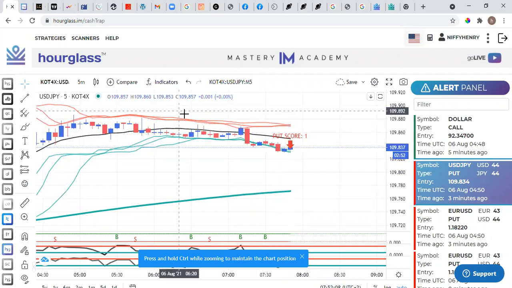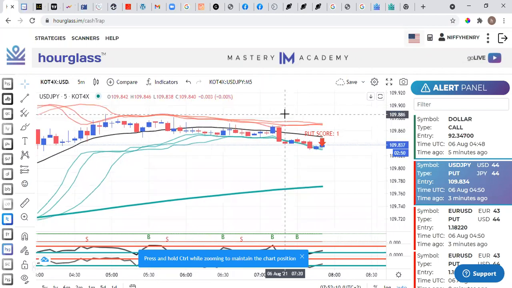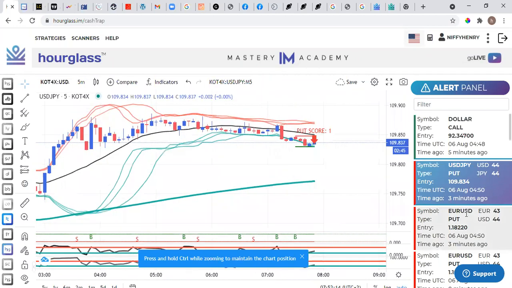Okay, so is it touching the resistance line? No, you don't have that point. Is it an uptrend or is it a downtrend? Because it's saying sell, I should be selling a downtrend, not an uptrend. But that one, I don't get that confirmation.